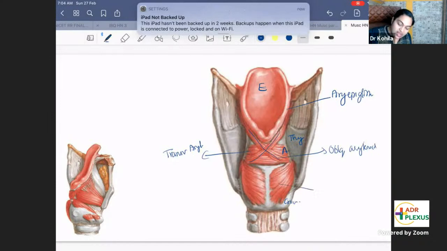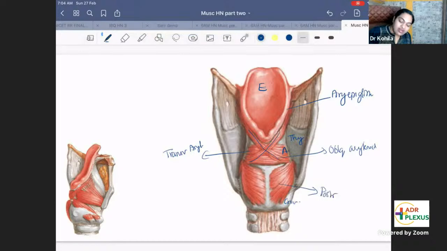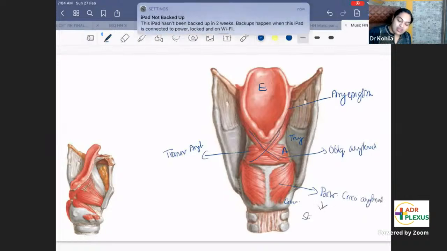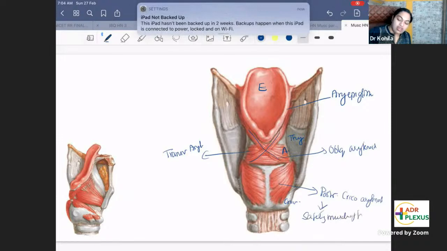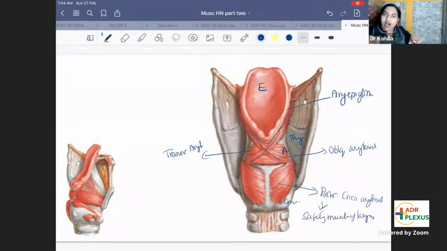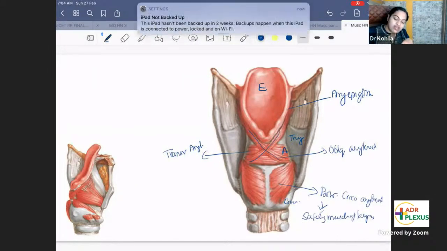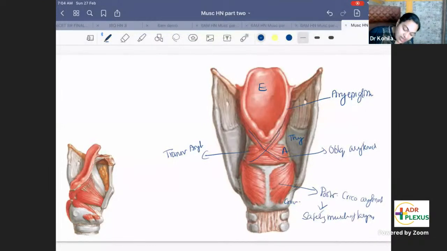Now this one, yes, the posterior cricoarytenoid. What is its other name? It's also called the safety muscle of the larynx, right? Why is it called the safety muscle of the larynx? Yes, Dr. Pavitra, it's the abductor. It's inserting into the posterior surface of the muscular process, going to cause abduction of the vocal cord. Yes, Dr. Swati. Okay, but still it is seen.